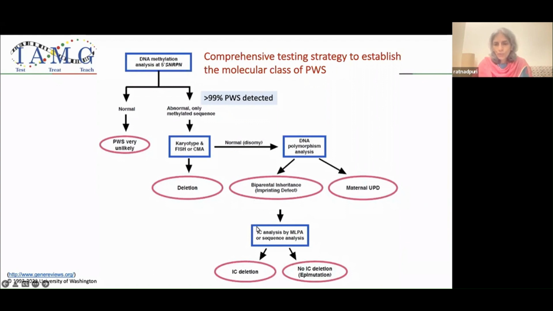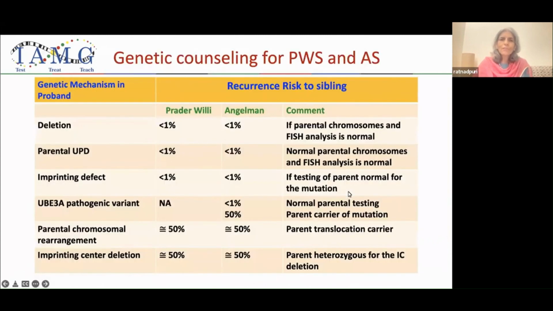If this is also normal, then we will need to look at imprinting center abnormalities for an imprinting center deletion or an epimutation that is responsible for the abnormality of the imprinting center. But this imprinting center analysis is mostly on a research basis. We can do up to a deletion or a UPD to guide the families for recurrence risk. And here is how you guide them for a risk of recurrence for the second child.